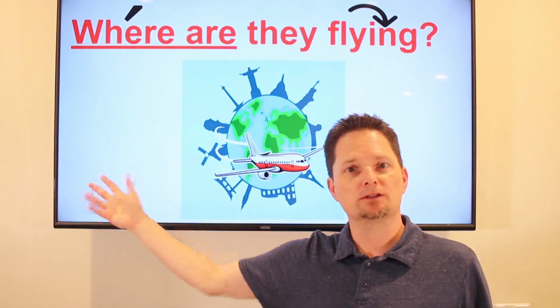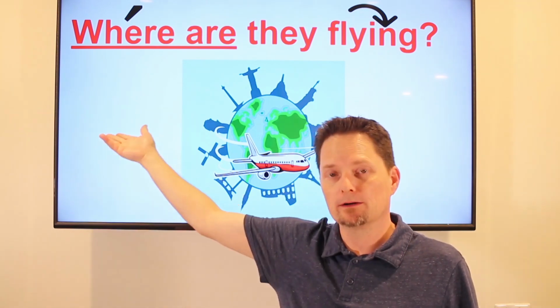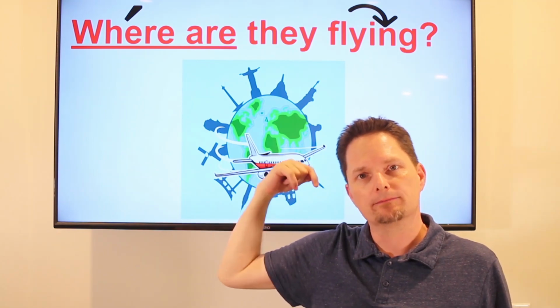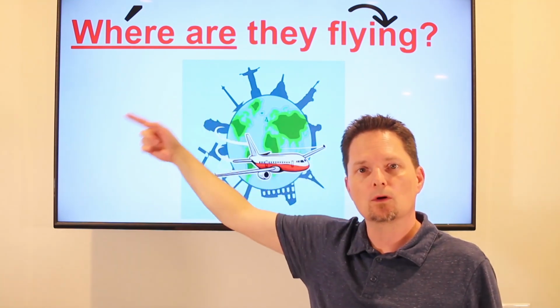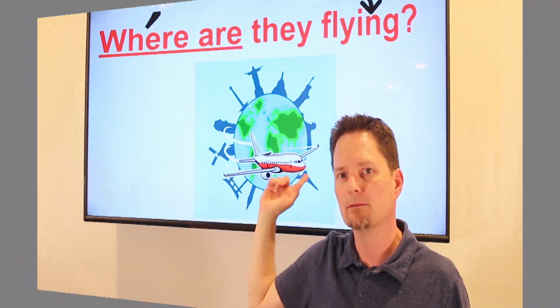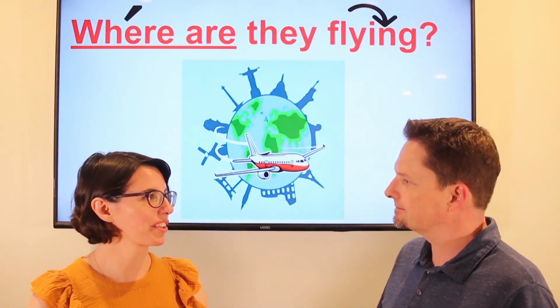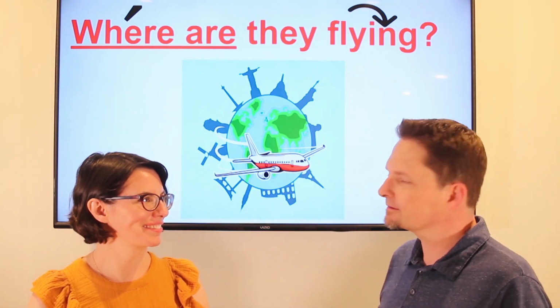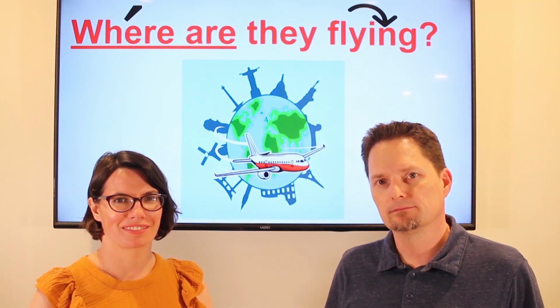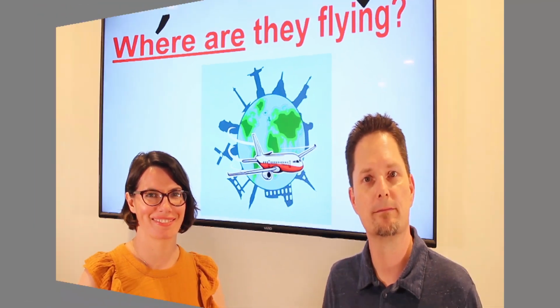Example, where are they flying? It's an information question. Starts with a question word, where, and intonation goes down at the end. Where are they flying? Where are? Link the words. Where are they flying? Ask the question. Where are they flying? They're flying around the world. Ask the question. They're flying around the world.